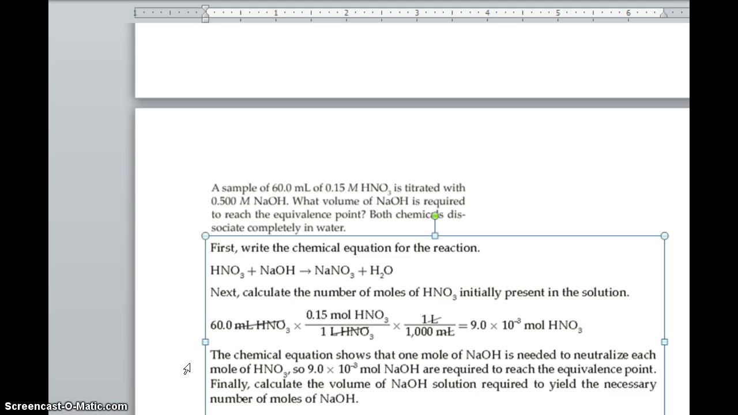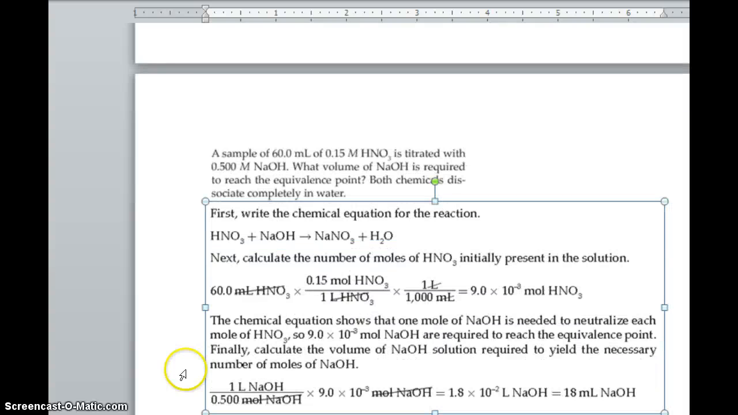Finally, calculate the volume of NaOH solution required to yield the necessary number of moles of NaOH. So if you didn't do it on your own, try it now. Hit pause and hit play when you're ready. And so we have 1 liter of NaOH over 0.5 moles of NaOH times 9 times 10 to the negative third moles of NaOH. Why did I have to put moles on the bottom?